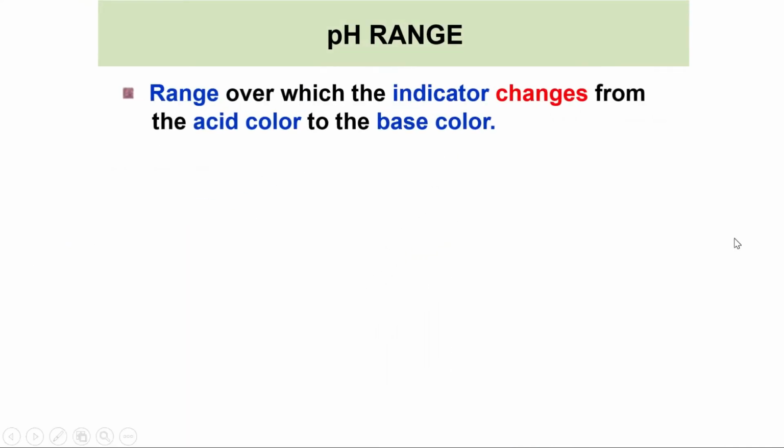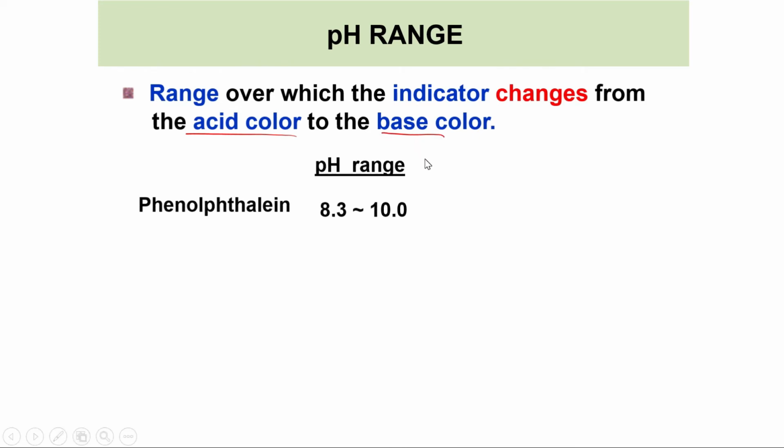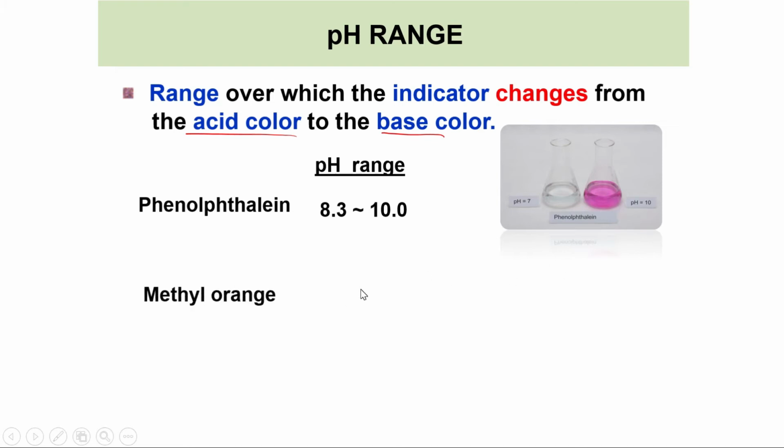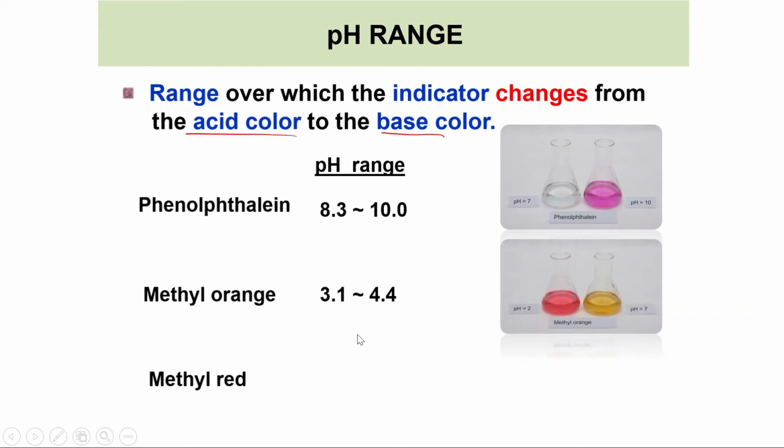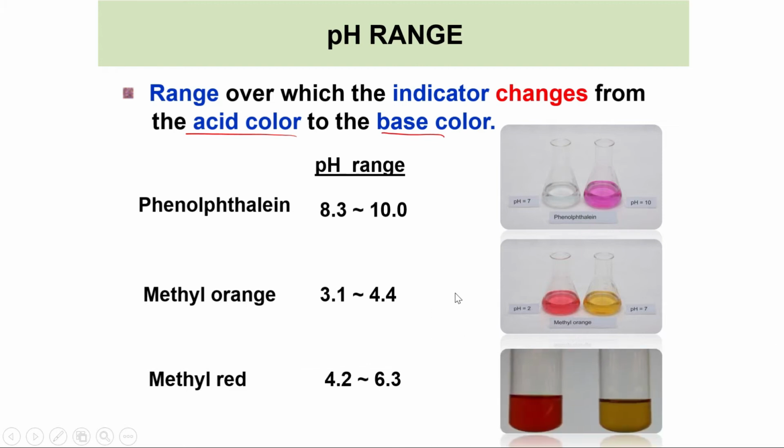pH range. The pH range is the range over which the indicator changes from the acid color to the base color. For example, we have phenolphthalein, which is a commonly used indicator. The pH range is about 8.3 to 10. So you can see 2 different colors here. In acidic and basic condition, it has 2 colors. And then we have methyl orange. The pH range is between 3.1 up to 4.4. Different color. And also we have methyl red. The pH range is from 4.2 up to 6.3.